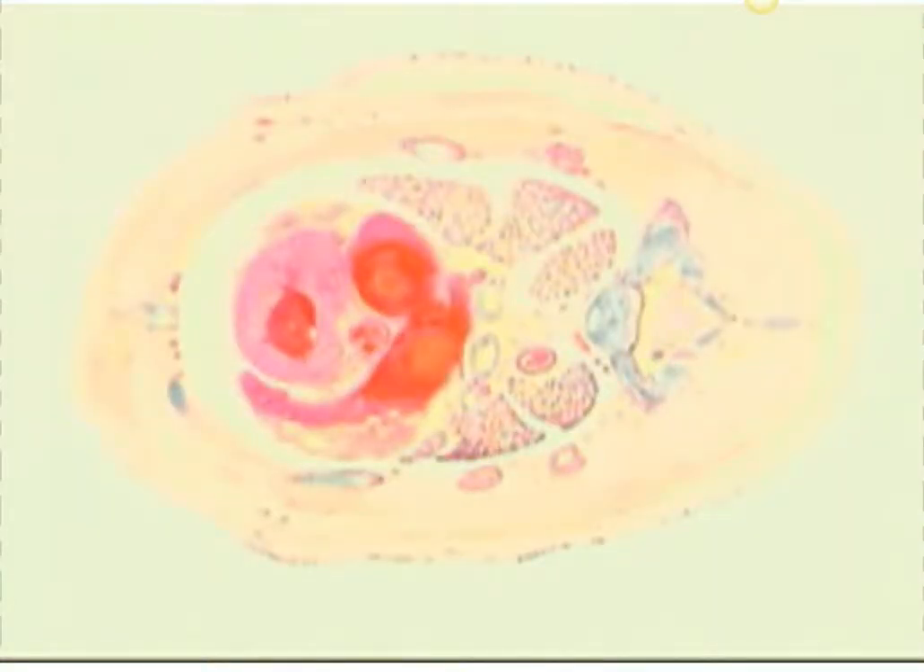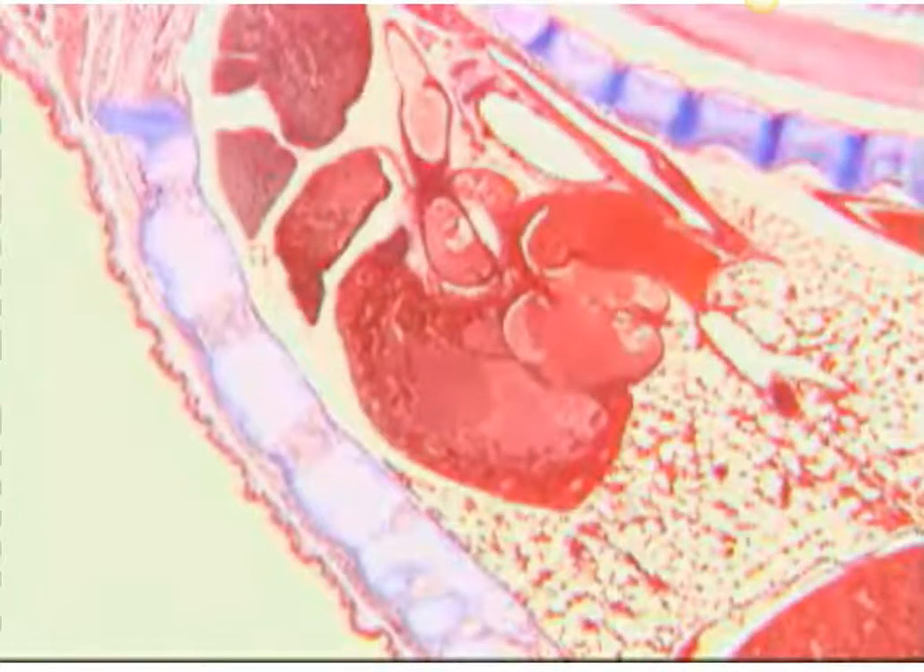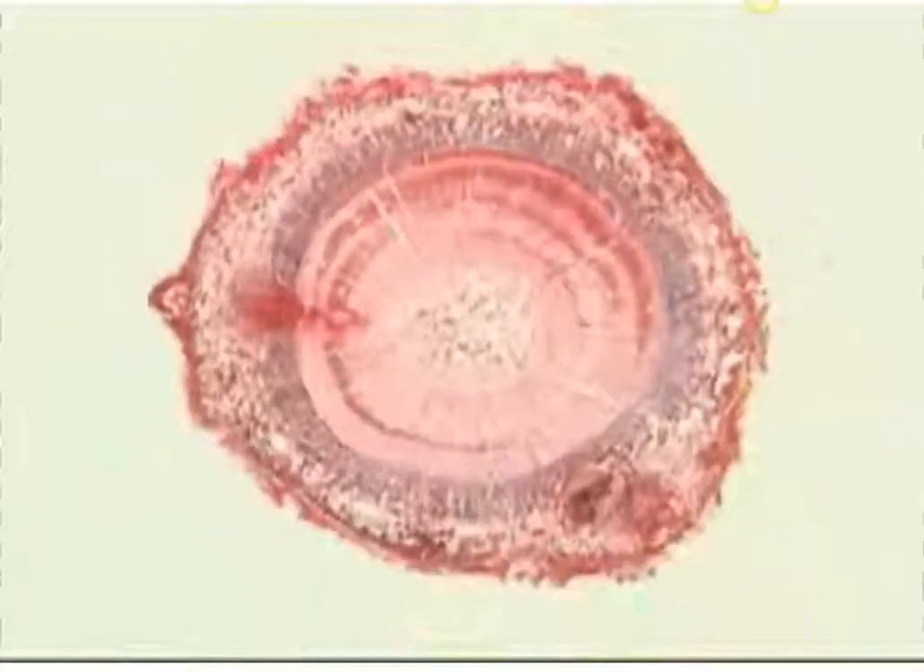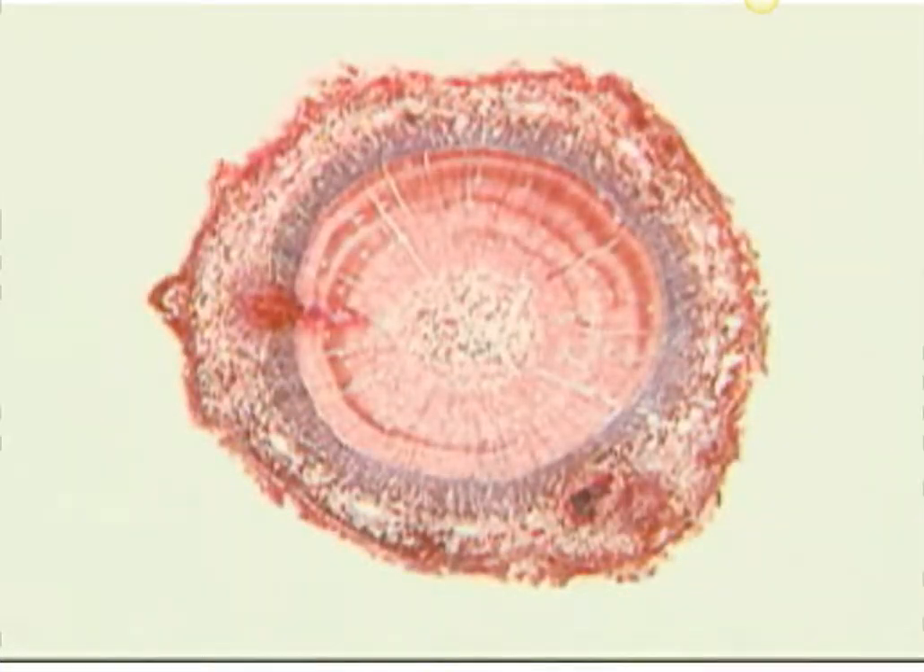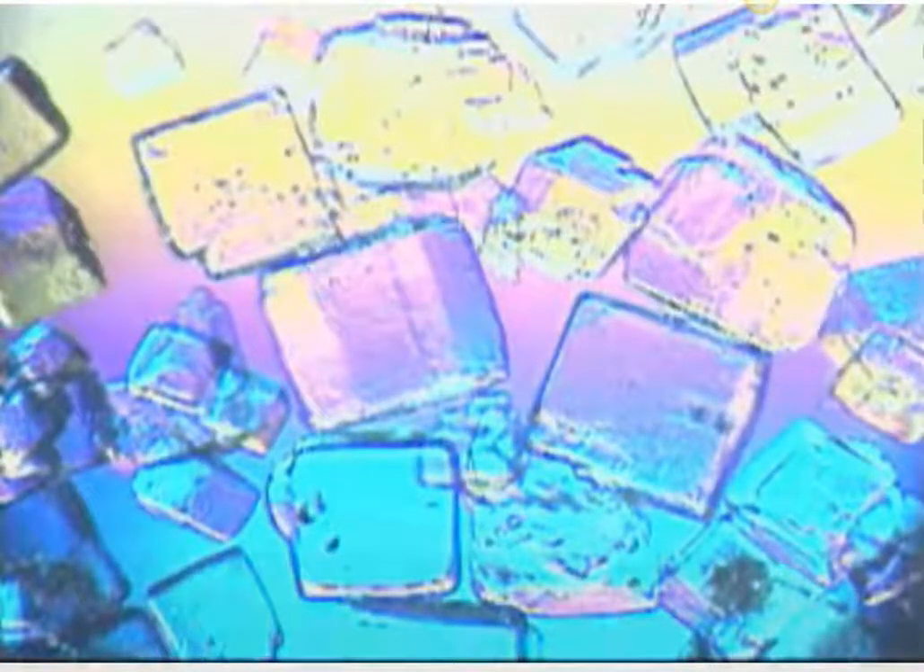This is a chicken embryo at 33 hours. The fetus of a cat. The head of a newborn mouse. And this is its heart. This is a cross-section of a pine stem. And this, a tiny water organism called a daphnia. These are salt crystals magnified 100 times. Many household chemicals are crystals, and after they're dissolved, some form beautiful patterns as they reform.